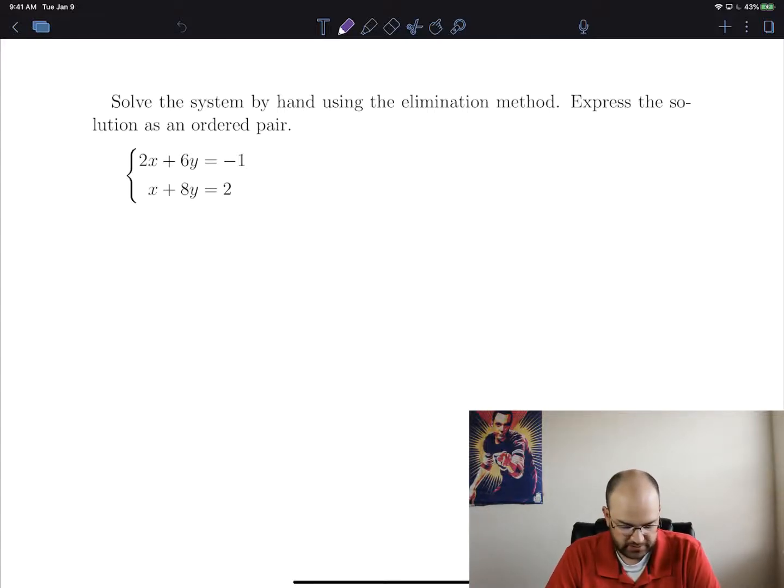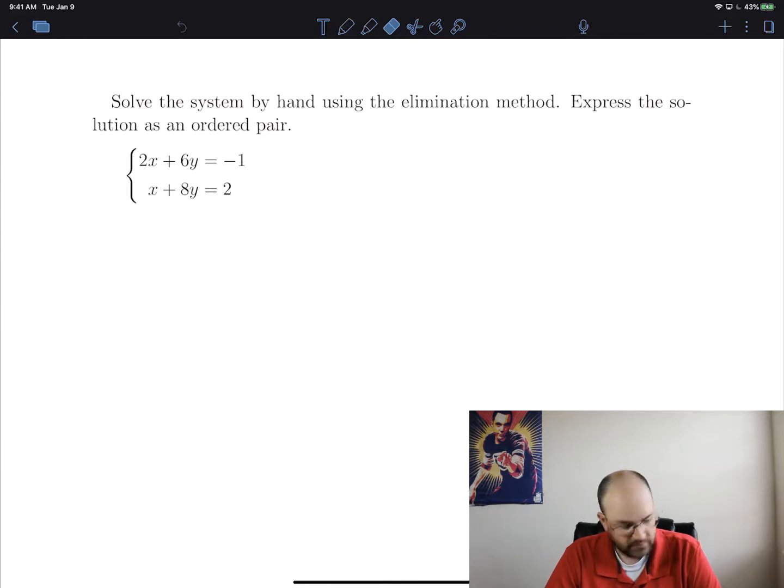In this example, we're going to go ahead and solve the system by hand using the elimination method. Express the solution as an ordered pair. Okay, so remember, a solution will just be a coordinate, basically. And with two equations, two variables, or in other words, when you have just two variables, that coordinate is an ordered pair. If we actually needed three variables, it would be an ordered triple. If we had four variables, it would be an ordered quadruplet, and so on and so forth.